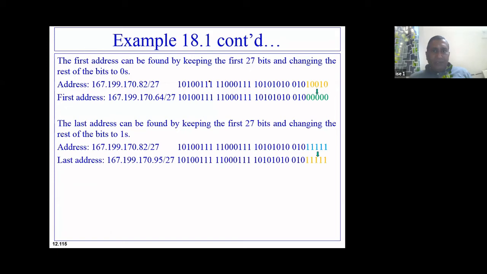This is nothing but 2 to the power 0. You got it? This is 2 to the power 0. This is 2 to the power 1. This is 2 to the power 2.